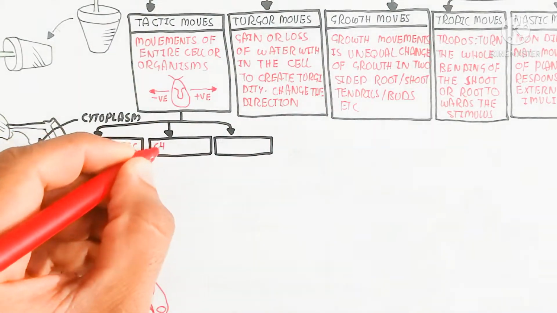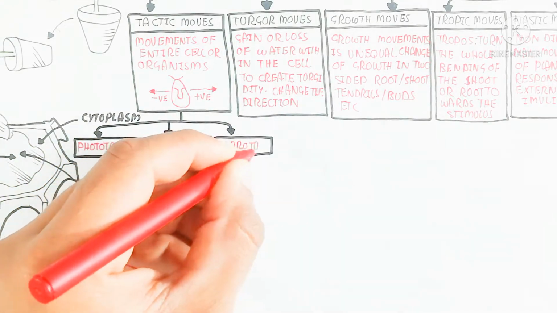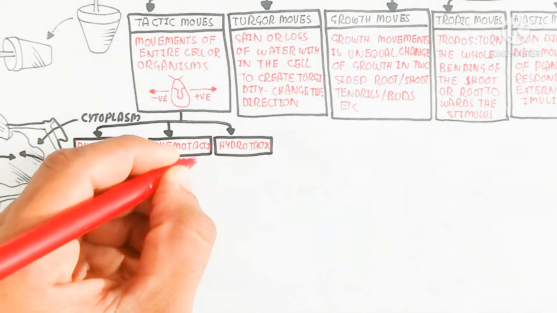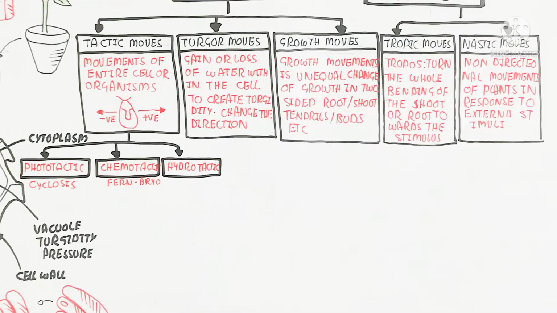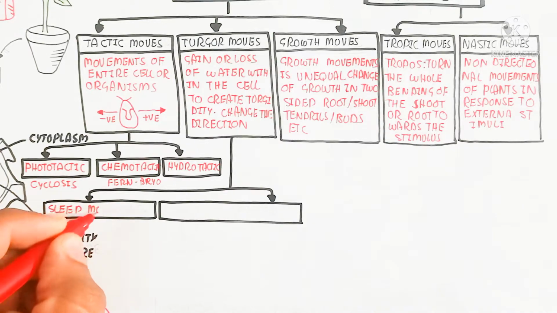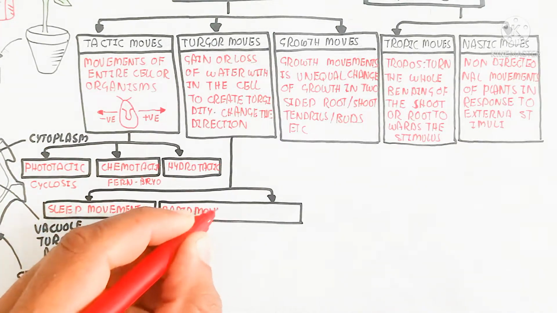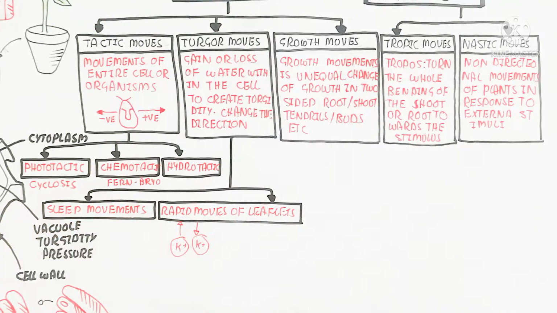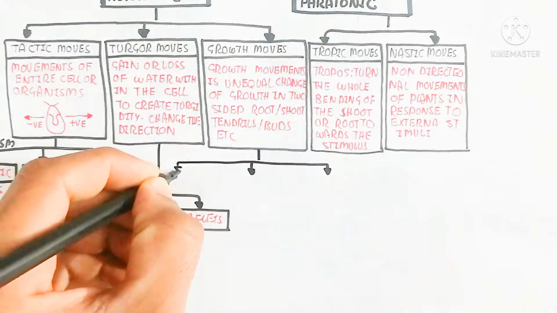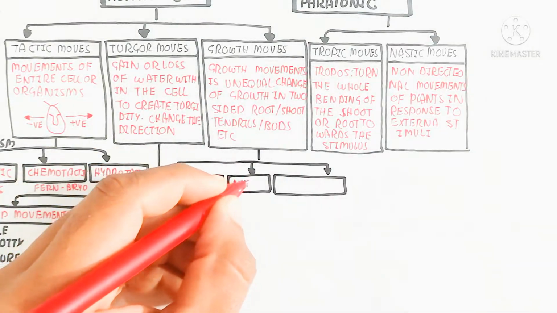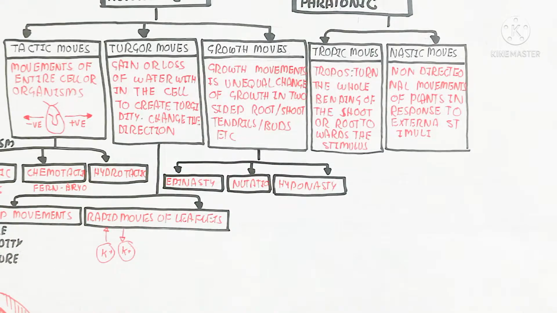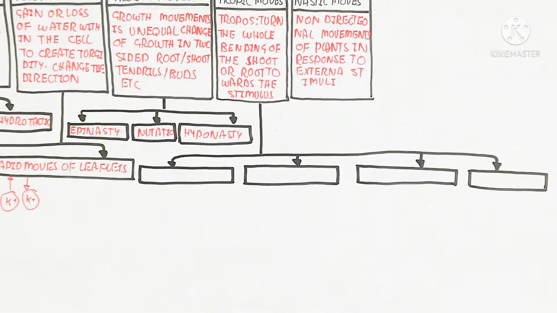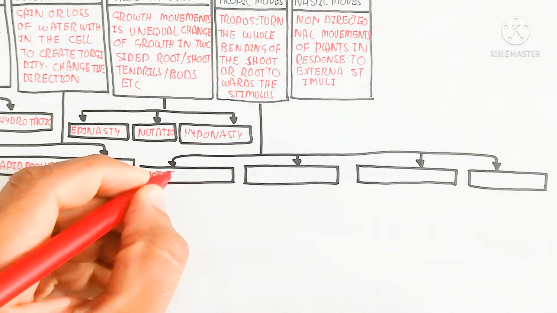So let's begin to understand the tactic movement. The whole body will move. Phototactic movement, cyclosis is the major example. Within the cell of the plant, the chloroplast will move, and the chemotactic movement is in ferns and bryophytes, where the sperm gamete moves and follows the chemical, and hydrotactic movement is due to water movement. The turgor movement is the sleep movement and the rapid movement of leaflets, due to potassium exchange. The growth movement is epinasty.